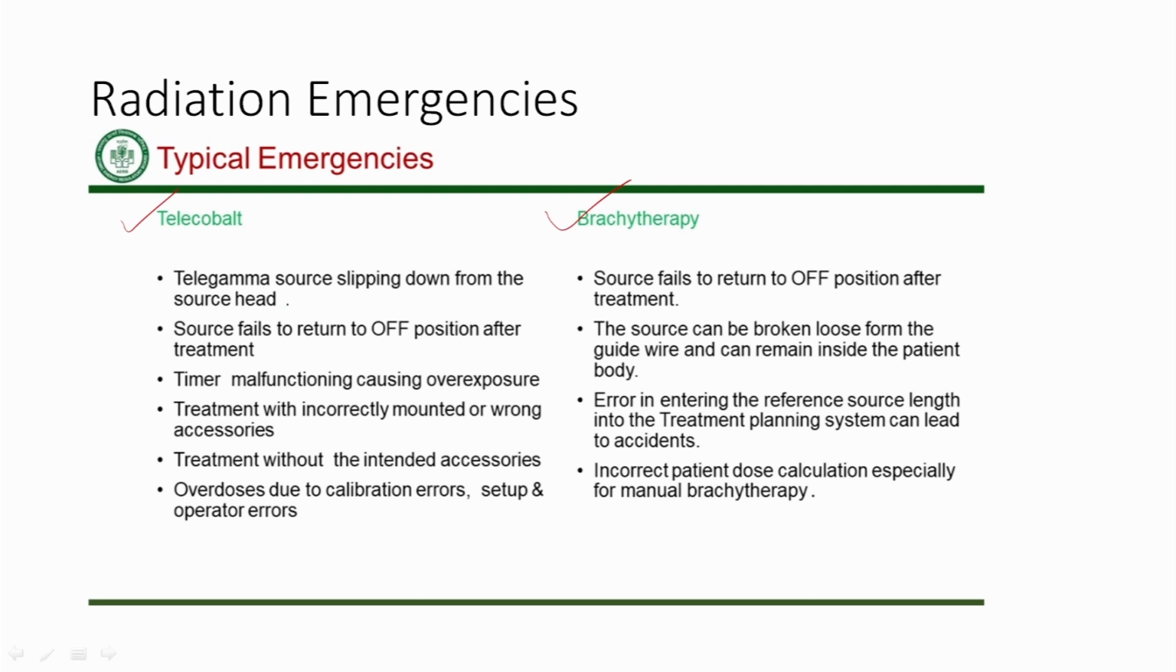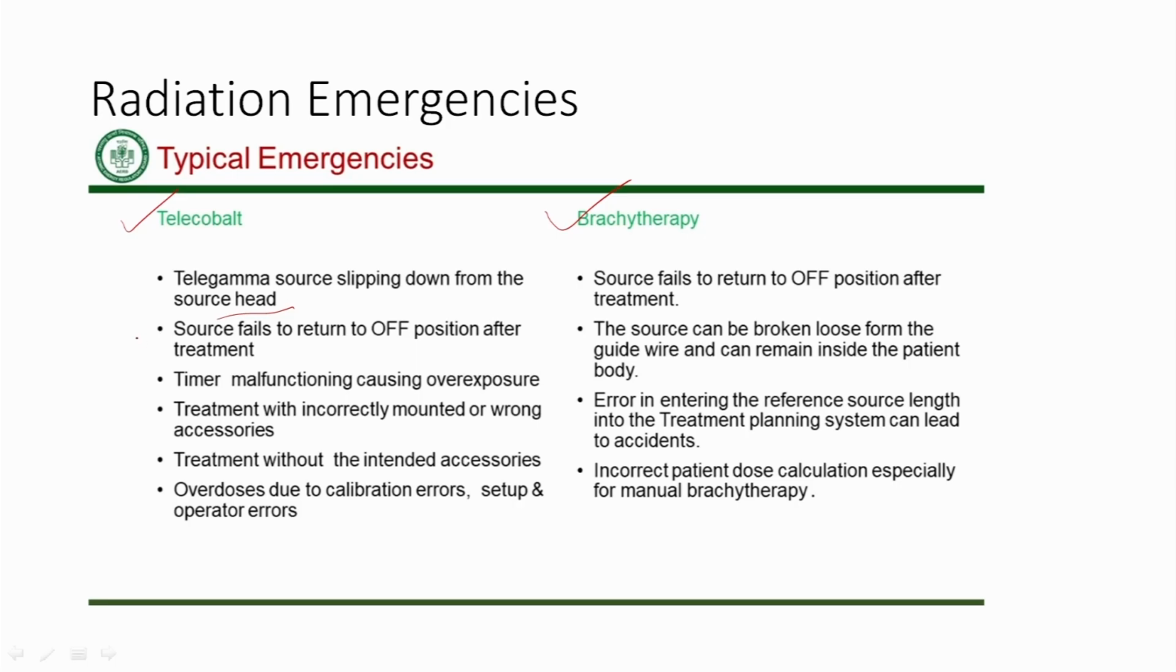So in case of teletherapy, the source slips down from the source head. This is a very critical radiation emergency, and it has happened in many cases that when the radioactive source, the cobalt source, is coming out of the shielding to the on position, because of malfunction of the spring, the source does not move back to the shielding, and instead of going back to the shielding, it has fallen on the ground or the bottom of the machine. So this is the biggest emergency in case of a telecobalt machine.